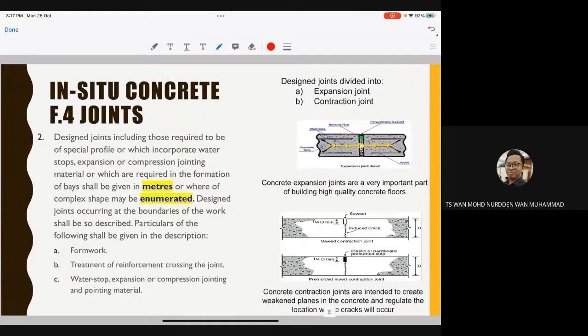Okay, and then still on the joints, number 2, design joints include those required to be of special profile or which incorporate water stop, expansion or compression jointing material, or which are required in the formation of base shall be given in meters. Okay, maksudnya joint ni kena unit dia dalam meter. Or where complex shape may be enumerated. Okay, kalau complex shape dia patutnya unit dia dalam numbers lah.